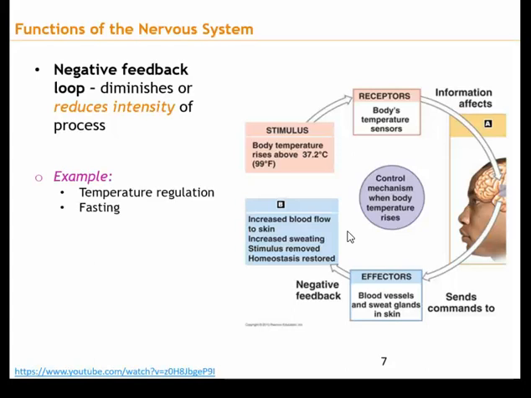Another example is fasting. So fasting meaning not consuming food for a given period of time. So during a fast without food, we're going to have increased hunger cues at first. So at first we're going to be very hungry if we haven't eaten, but eventually our metabolism is going to slow down when we don't consume any food. This is to conserve energy.